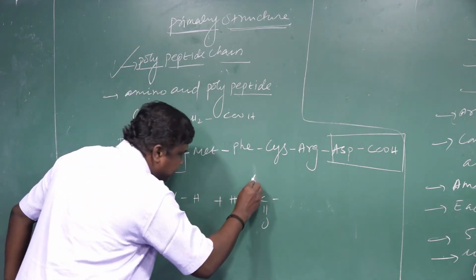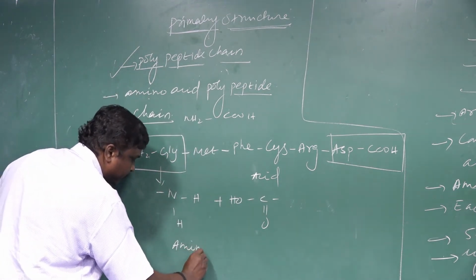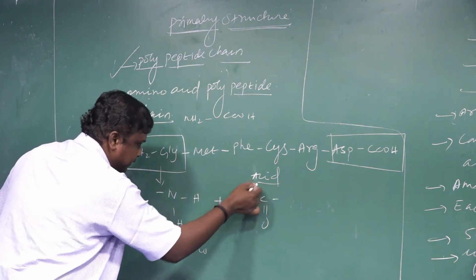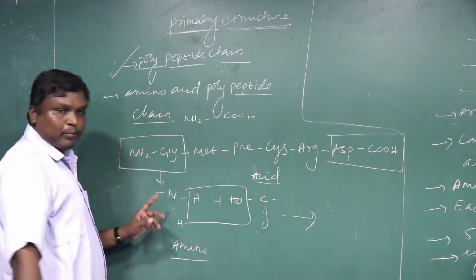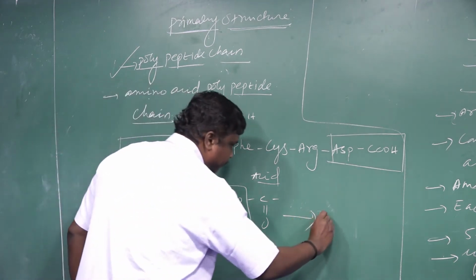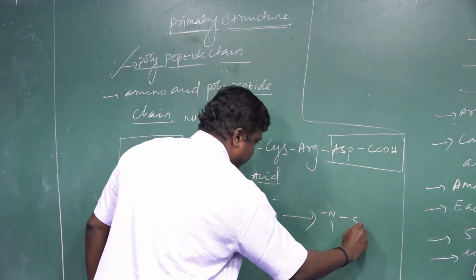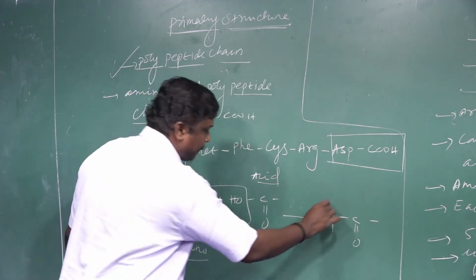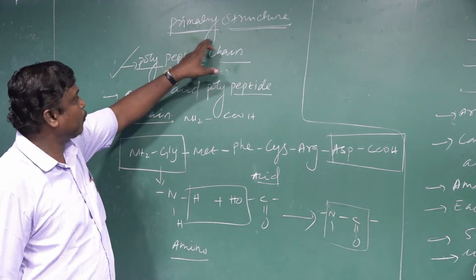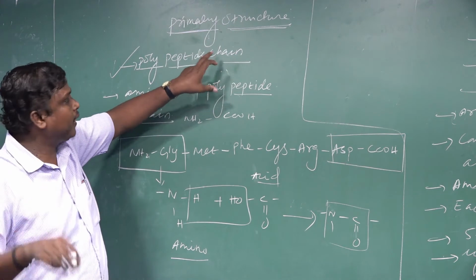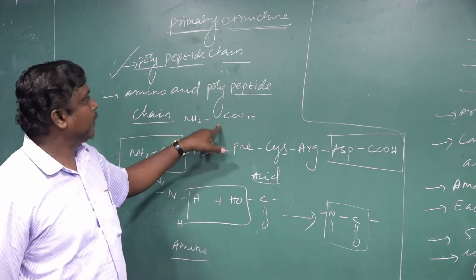So this is an acid. This is amino. So acid and amino, it's the removal of water. The structure becomes a peptide. More than one amino acid. Already you know the protein is nothing but the polymerization of amino acids. So more than one amino acid is called a polypeptide.